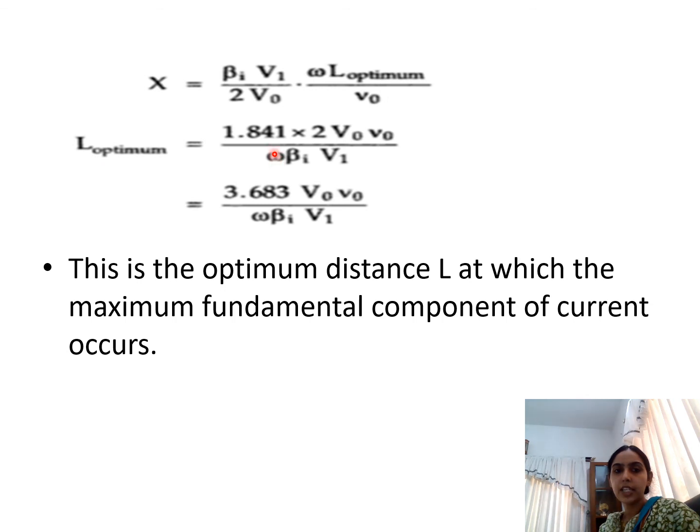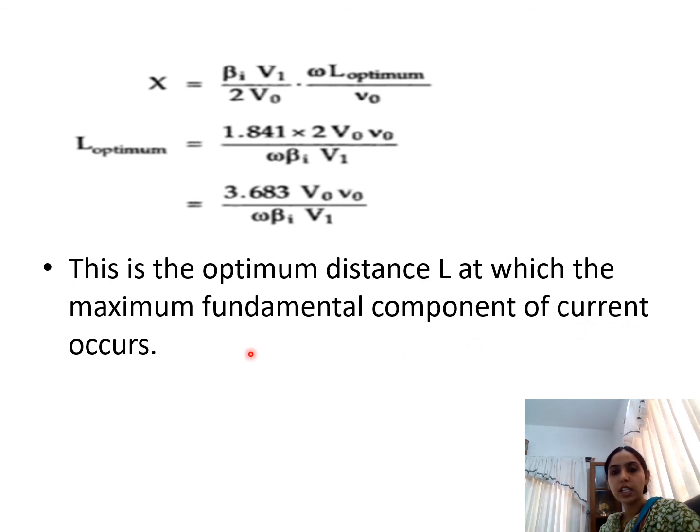So I am replacing the bunching parameter X with the maximum value of 1.841. That is, maximum bunching is taking place, which is what is assumed. So what is L optimum in that case? I am getting an expression for L optimum as such. This is the optimum distance L at which the maximum fundamental component of the current occurs.